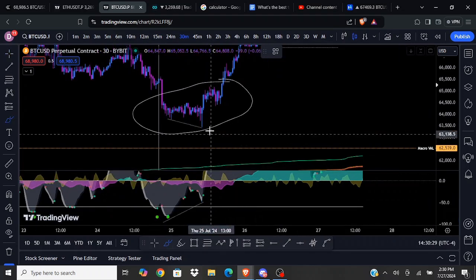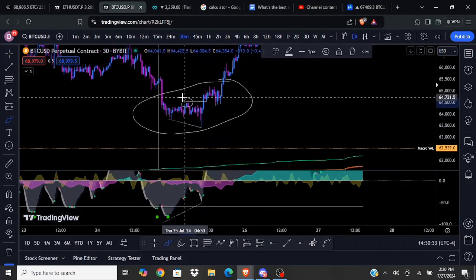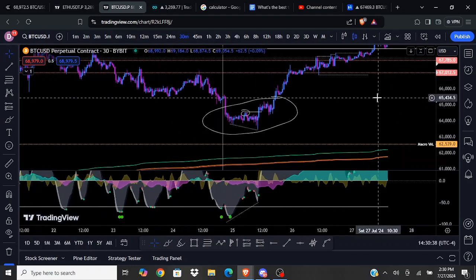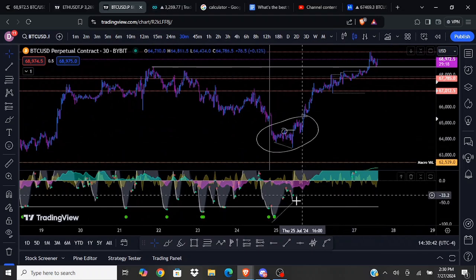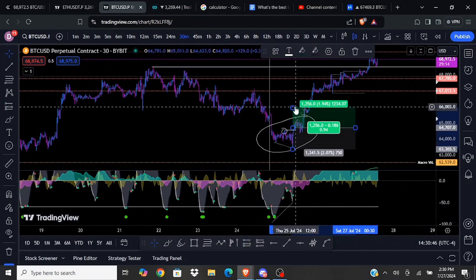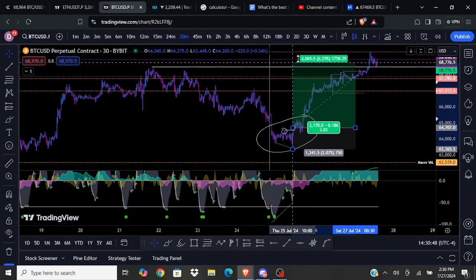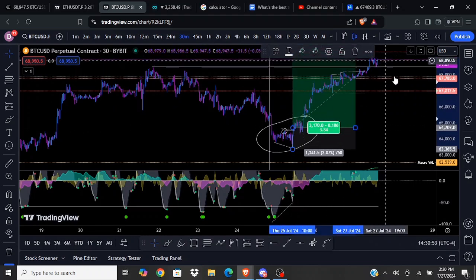But what happened following that divergence? Well, we broke market structure. We took out the last lower high, and at that point, if there was reason for me to think that this market structure break would give such an aggressive move, I could have entered right then and there with my stop loss below that point and targeted wherever I was targeting. And it would have been decent risk reward up to where we're at right now.